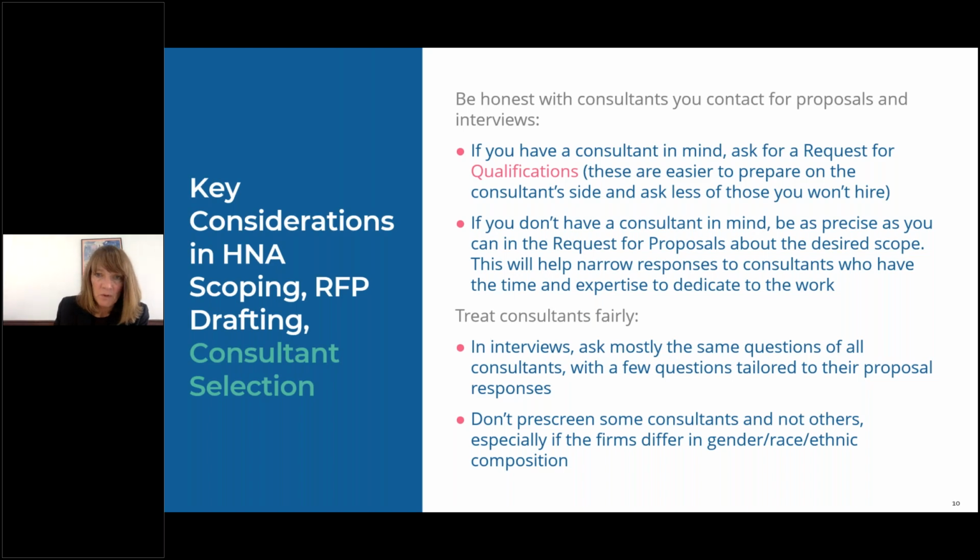If you don't have a consultant or a type of consultant in mind, I would be as precise as you can in the request for proposals about the desired scope. So we'll see RFPs of all types. Some have very, very specific questions. Others have basic information about a housing needs assessment. The latter communities are just a little bit harder to work for. It's harder to respond to the RFP, but those communities may be a little hard to work for in that it's signaling to us they may not know what they need.